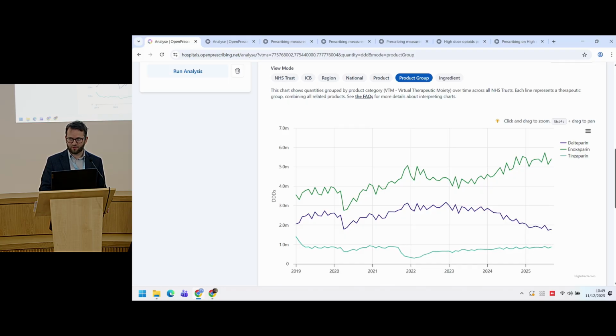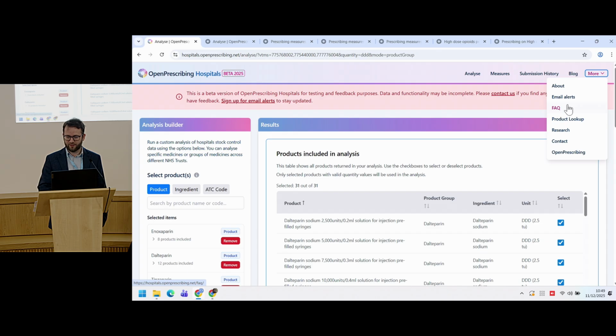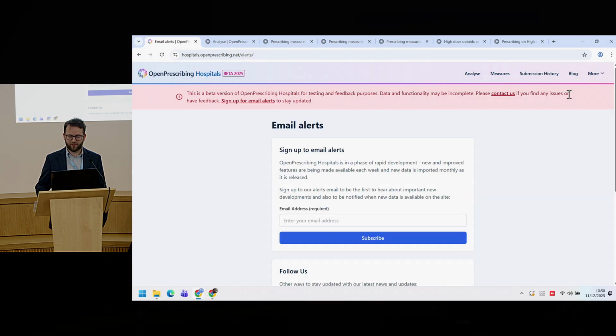So a very, very quick snapshot of something you can find out really quickly using OpenPrescribing Hospitals just by selecting the products and selecting the right chart. Very briefly, there's just lots of other tools and bits and pieces, like with OpenPrescribing, that we don't have time to talk you through this morning, but we've got much more time later this afternoon and later on this morning. So we've got our blog and our FAQ here. So we've got lots of information about what the data is, what it's showing, how to use it. We also have our email alerts here. So much like in OpenPrescribing, you can sign up to our email alerts. We'll keep you updated. We'll let you know when new data is available as new tools and features come out.